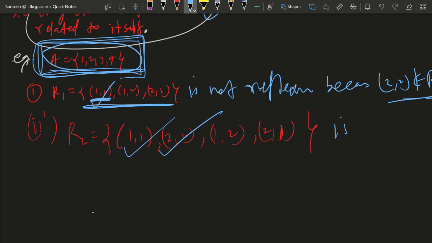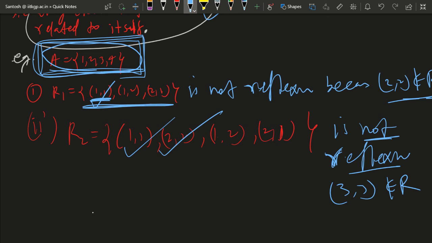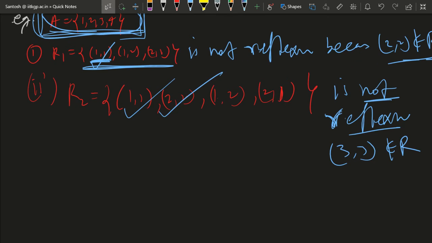So this is not reflexive. Even if you put 3 3, it still will not be reflexive, because 4 4 would not be there. Right. So to be reflexive, all elements must be related to themselves. This is not reflexive because 3 3 does not belong to R, and even if you put 3 3, 4 4 must be there. So I will write the third example.